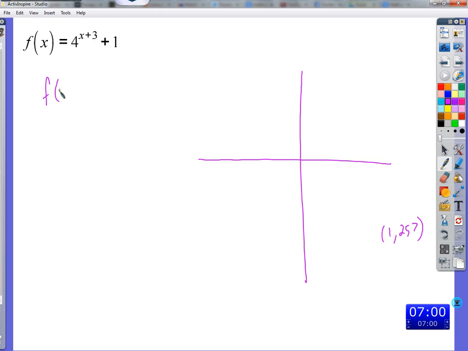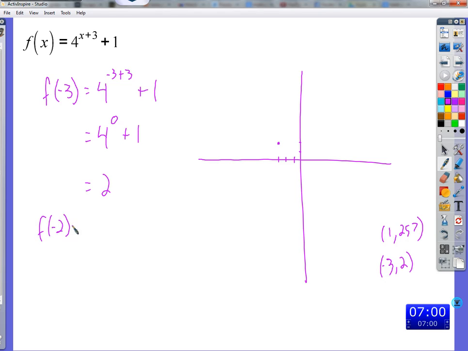So I'll plug in what negative 3 was suggested. Negative 3 plus 3 plus 1. So 4 to the 0 plus 1, that's 1 plus 1, that's 2. That's much better. Negative 3, comma 2, there's a point that I can actually reasonably plot. Negative 3, comma 2. And then negative 2 plus 3. So then negative 2, also good. Negative 2 equals 4 to the negative 2 plus 3 plus 1, that's 4 to the 1 plus 1, that's just 5. It's not too big. Negative 2, comma 5, all right. That's good.